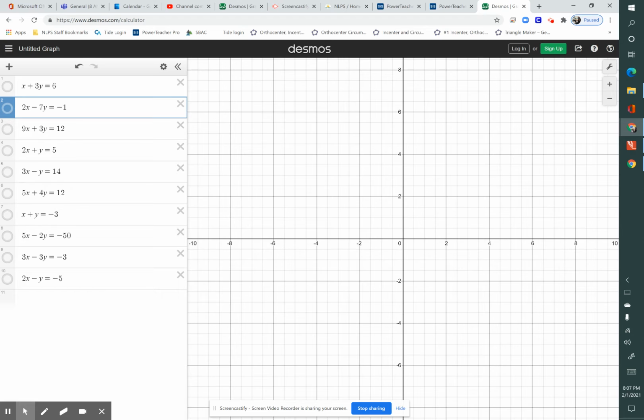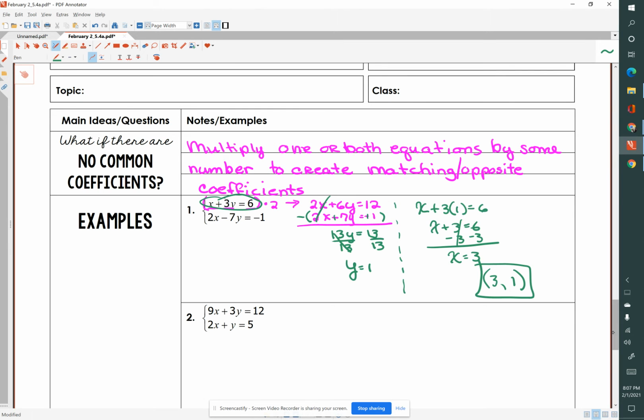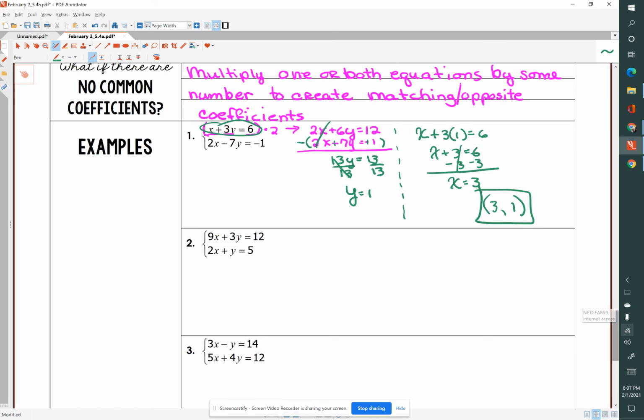So let's go on to number 2. I have 9x plus 3y equals 12, and 2x plus y equals 5. So if I take this equation, the second equation, and I multiply it by 3, I can eliminate the y's. That's going to be my goal. So let's rewrite these equations. So the first one, no changes will be made. 9x plus 3y equals 12.